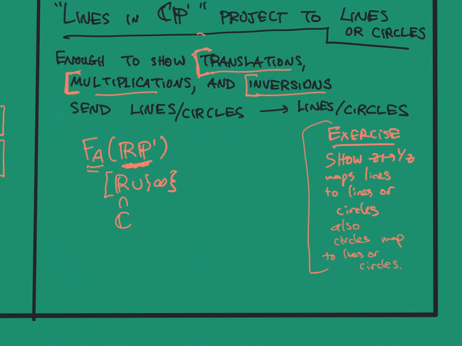But this establishes that every line in CP1, which starts out basically as RP1, which is basically the real line, gets mapped through a bunch of translations, multiplications, and inversions to either a line or a circle. And that shows that every line in CP1 is a line or a circle when you restrict to the complex plane, and we've already shown the opposite direction. So that covers everything.